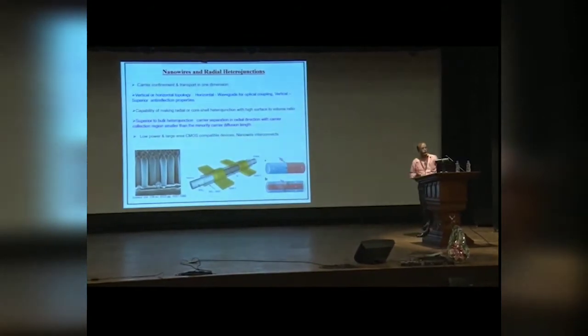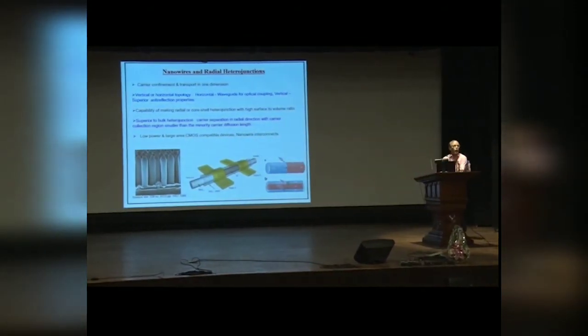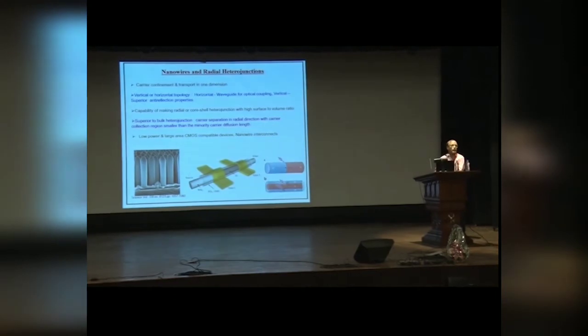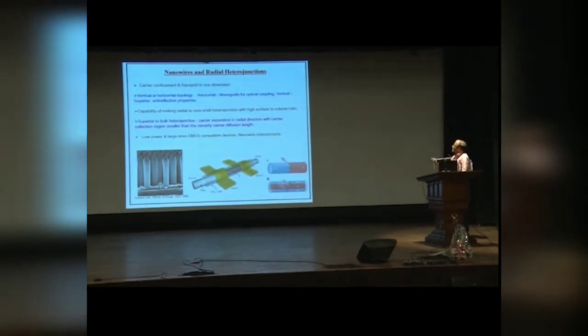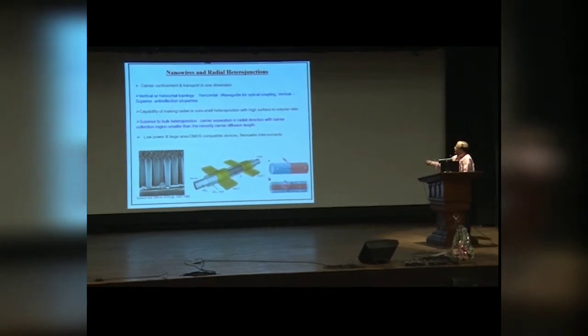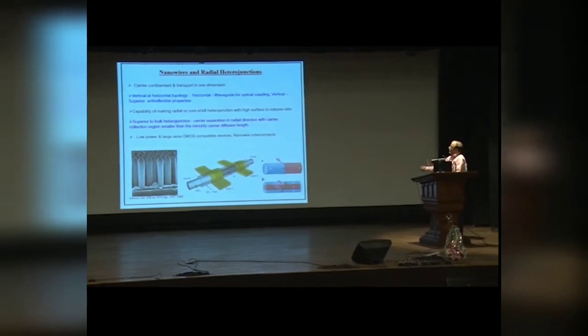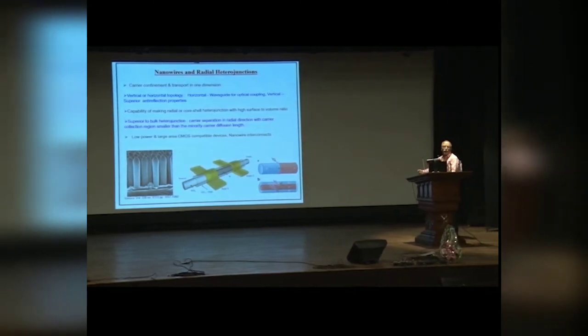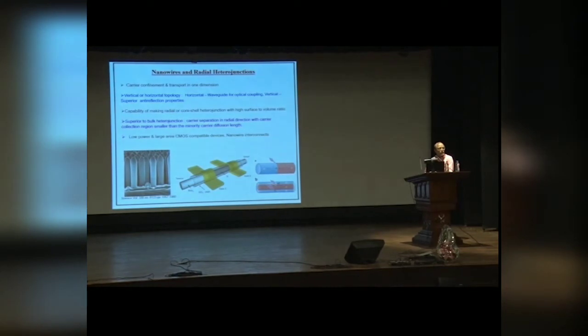Okay, so just to introduce, I don't have to say that nanowires or nanorods or nanocones, whatever I will say, these are all one-dimensional kinds of structures, and of course this is the definition, that both the carrier confinement and transport take place in one dimension. The other important thing about the nanowire is that you can put it either in vertical topology or in horizontal topology. So that gives some advantage in terms of different kinds of devices.